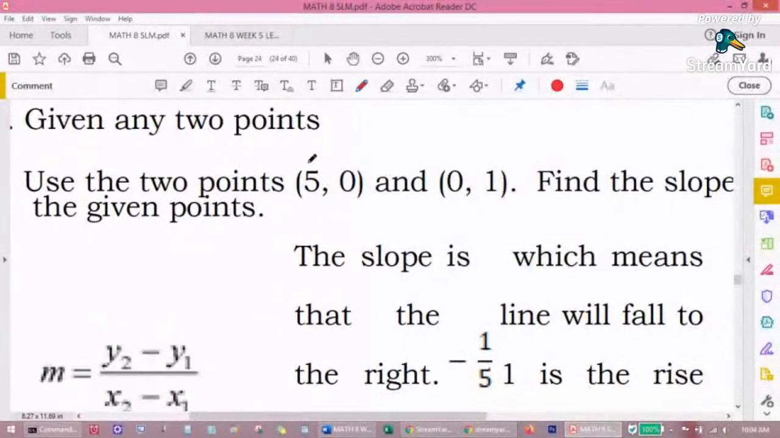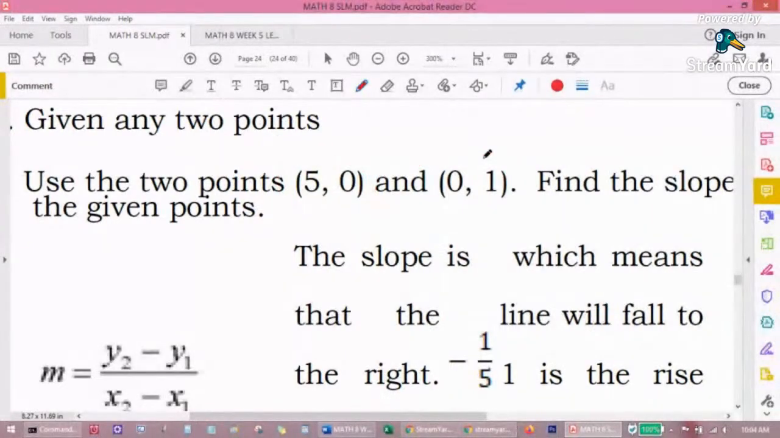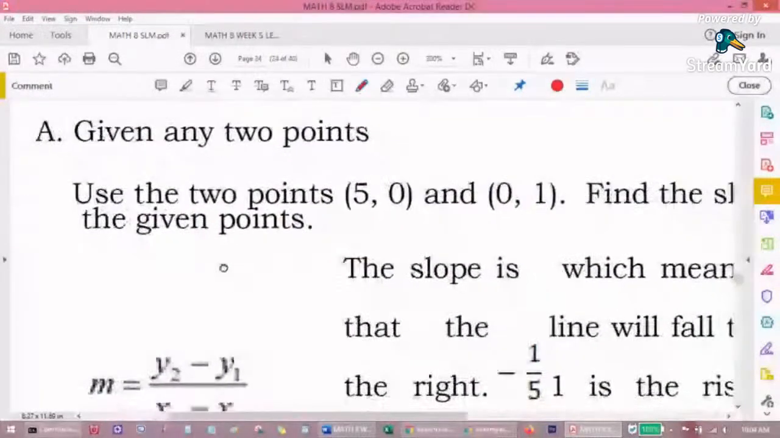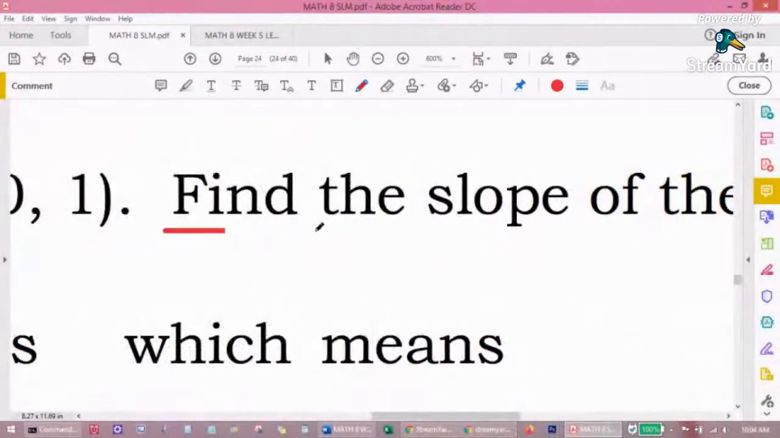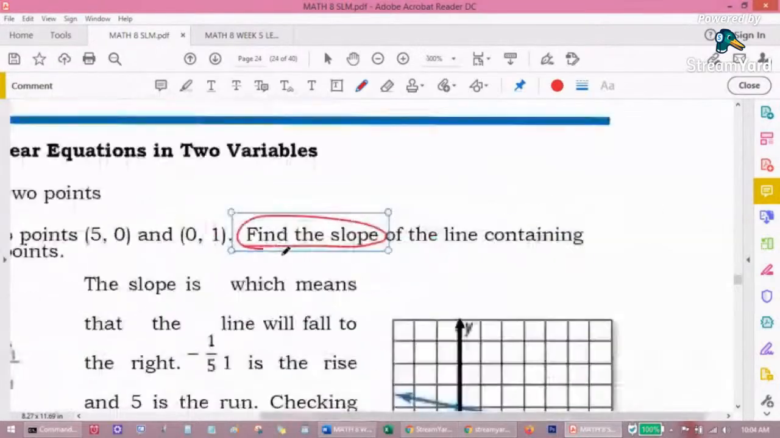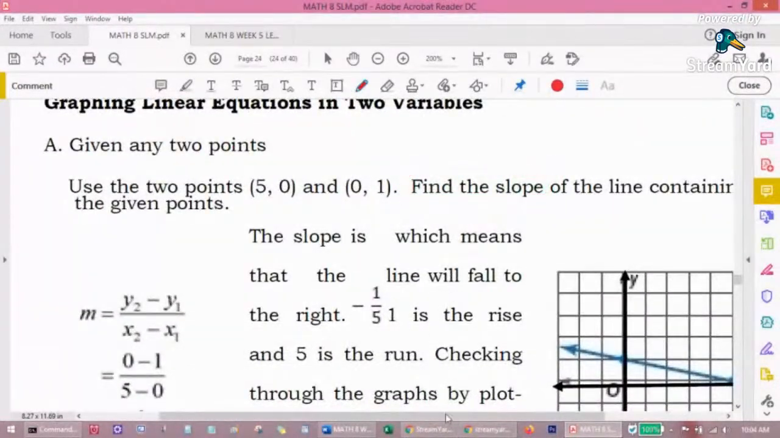Ang equation na merong 5-0 and 0-1. So, pinapahanap sa atin slope. Find the slope. Hanapin daw natin ang slope. Okay? So, ano ba yung slope? Paano natin mahanap yun?